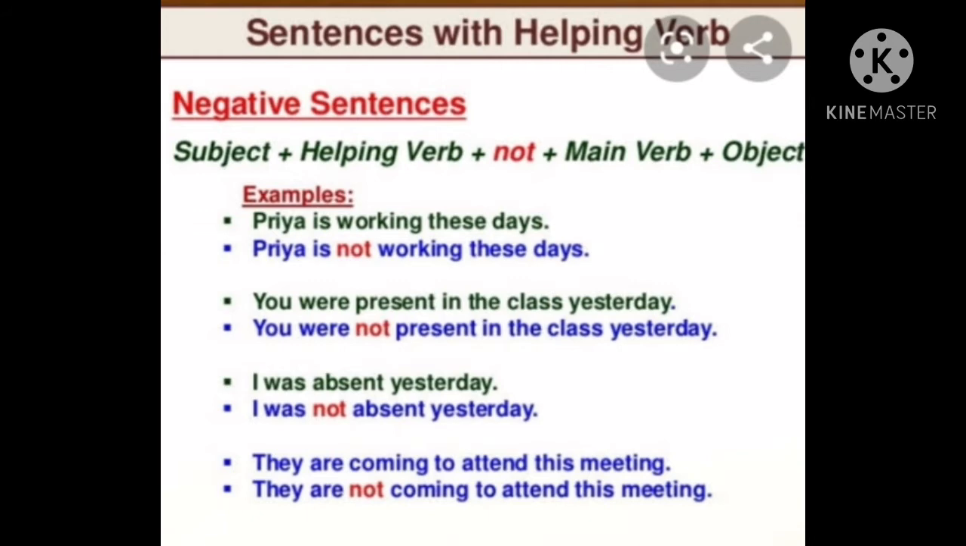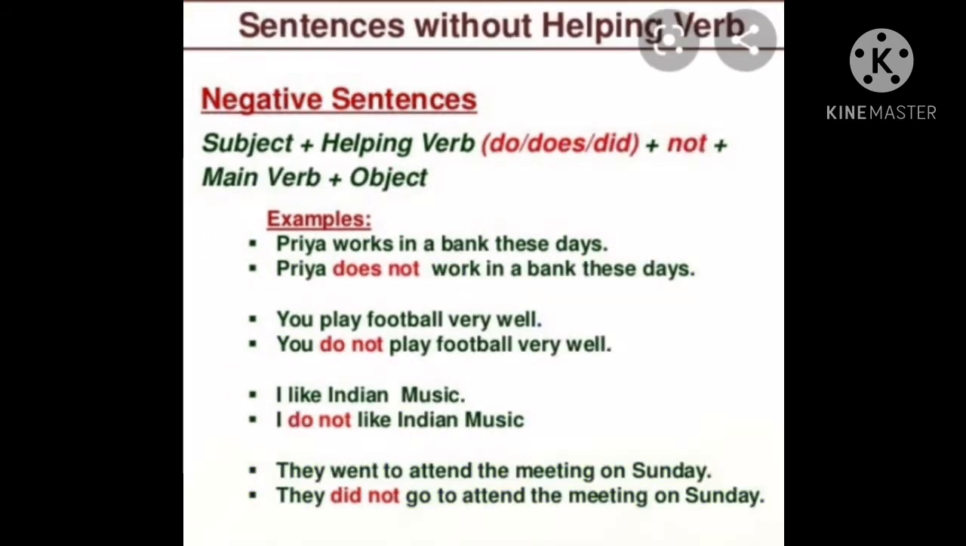Now see the next case. If the sentence is not having a helping verb, in this case, we have to use do, did or does according to the main verb. Just see the main verb, what form is the main verb. If the main verb is V1, we will use do. If the main verb is V2, we will use did. And if the main verb is V1 plus S or ES, then we use does. So, we have to put do, did, does, then not, and then the main verb will be changed into first form. Just understand with the help of these examples.